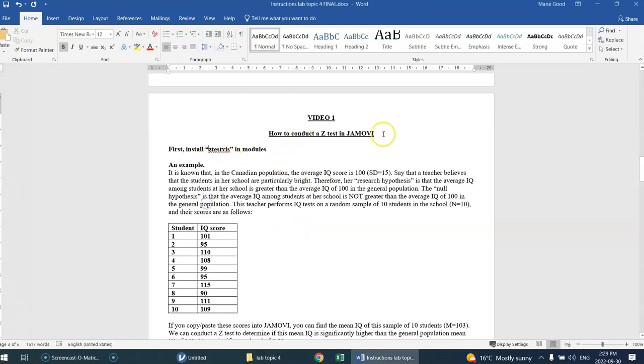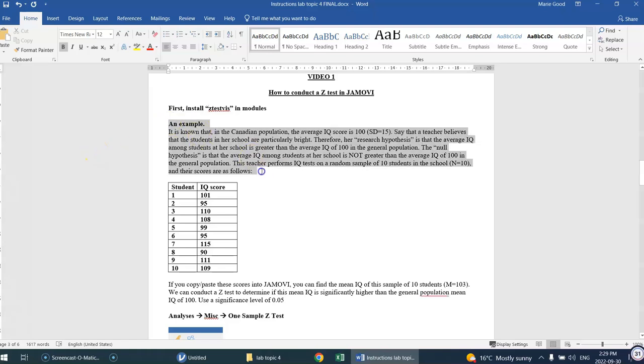All right, so let's make sure you have that installed before starting on with the rest of this video. So we're going to walk through an example and do a Z-test in Jamovi for this example. This is a pretty similar example to the kinds we've been looking at in lecture. Say it's known that in a Canadian population, the average IQ score is 100 with a standard deviation of 15. Say a teacher believes that the students in her school are particularly bright.